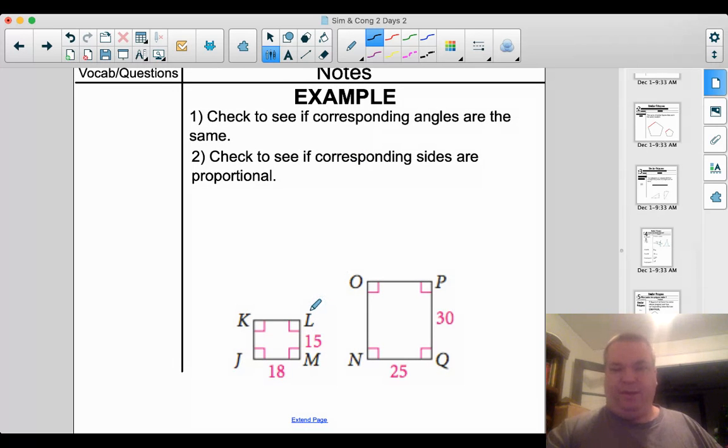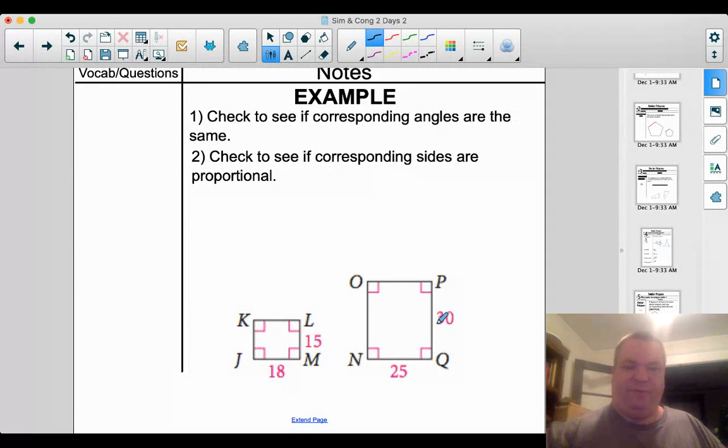Looking at these rectangles, we only have two of the sides labeled. But that's okay because it's a rectangle. I know that these are going to be the same size and these are going to be the same size. So I just have the short side and the long side, short side and the long side.